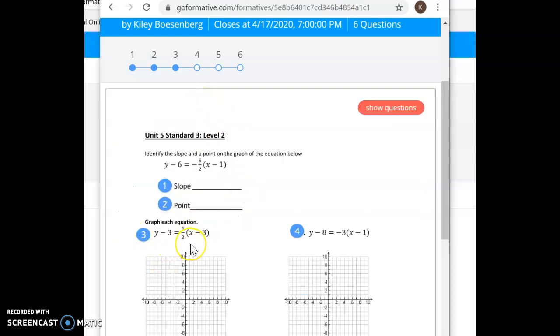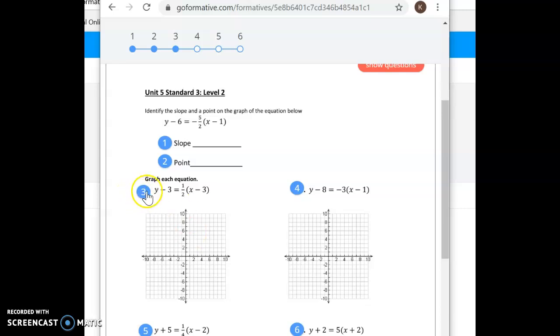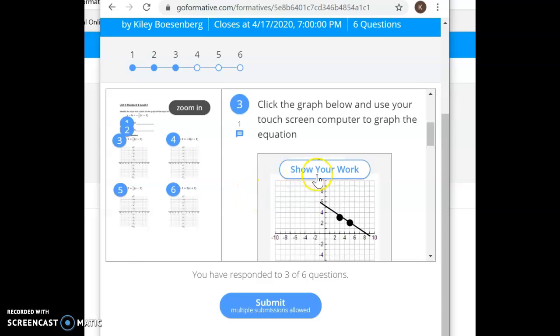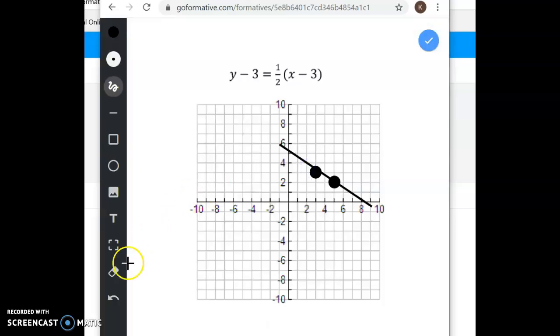Okay, now question number 3. Question number 3 is going to be a graph, so we're going to graph this. We need to go to question 3, so you can click on the 3 or you can click show questions. In question number 3, you need to do it in this box right here where it says show work. It says click on the graph below and use your touchscreen computer to graph the equation. This is what it's going to look like in the end. I'll go ahead and erase this so we can do it together.